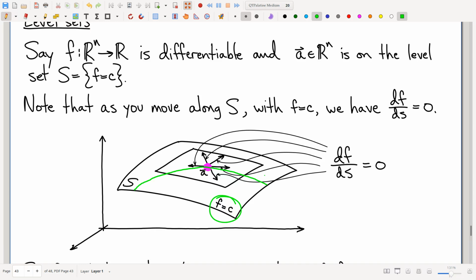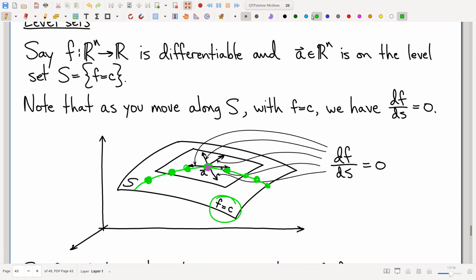Well, the value of f is equal to c at that point, because it's on my level set. It's equal to c at the point I'm at. The value of function f is c everywhere along this curve, right? Which means f is not changing as I move along this curve.